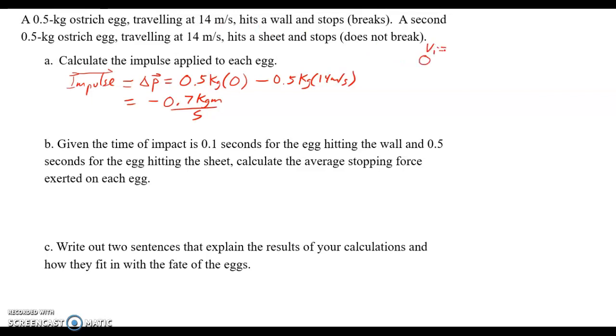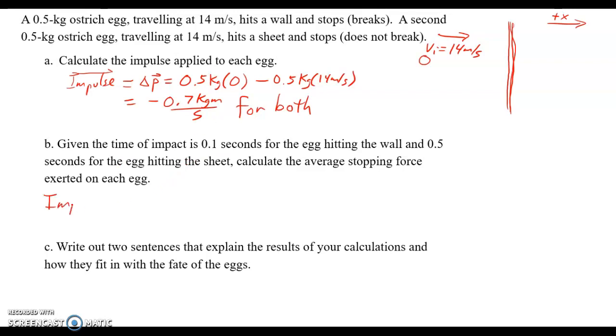I should have said that our V initial was equal to 14 meters per second to the right, and I defined to the right to be our positive x direction. And then here's our sheet or wall that we're running into. And we don't need to do two calculations because both eggs had the same mass and the same initial speed. Now, if the time of impact, the time it takes for the egg to slow down against the wall and come to a stop, is 0.1 seconds, and it takes 5 times longer for the egg to slow down against the sheet, then we can find out what the average stopping force is.